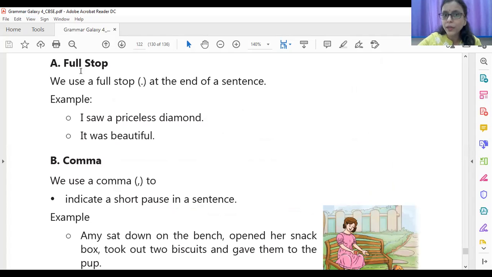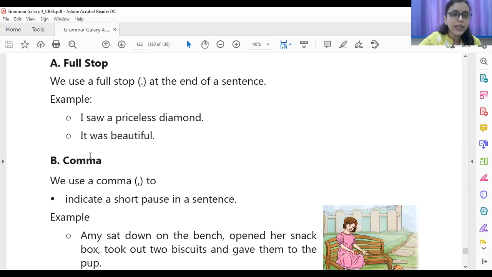Now, you all might have used full stop so many times in your sentences. Why do we use full stop? We use full stop at the end of a sentence. When we want to end the sentence, we write it and we put a full stop there. A full stop tells us that this is the end of a sentence. For example, I saw a priceless diamond. It is beautiful. That gives us a hint that that is the end of the sentence. I hope you all understood what full stop does. It comes at the end of a sentence. It tells us that the sentence has ended.